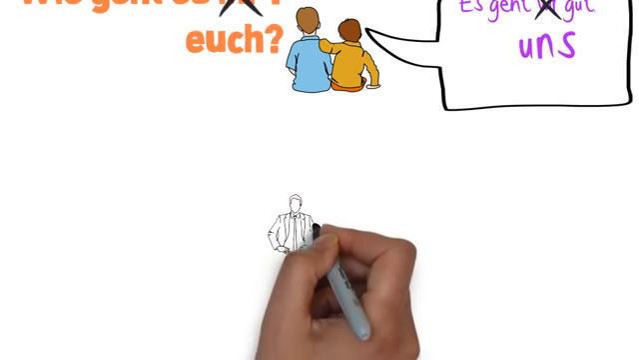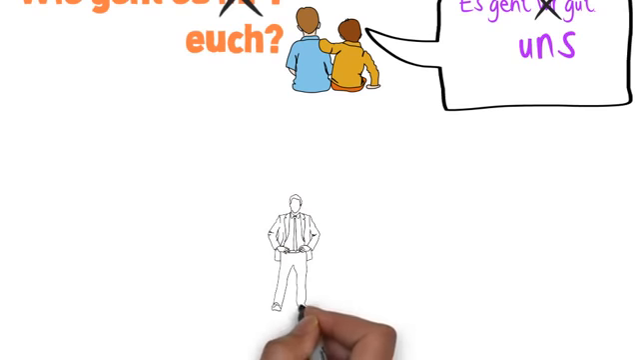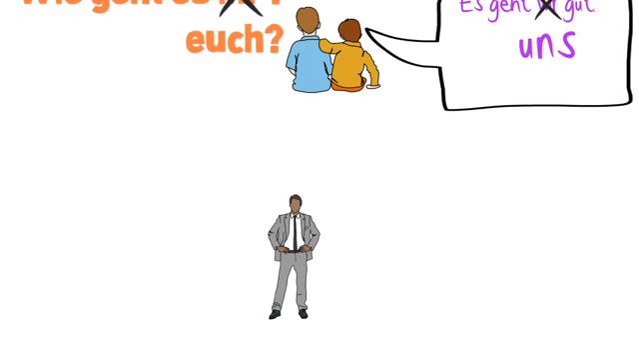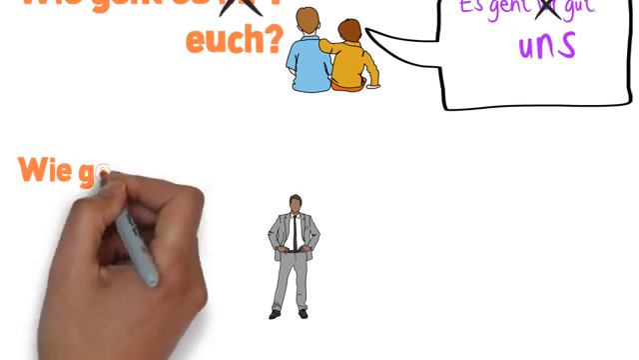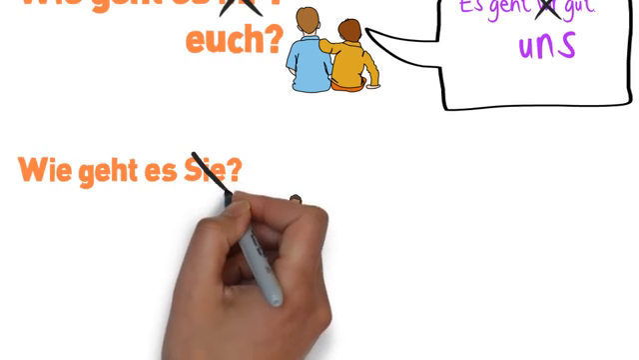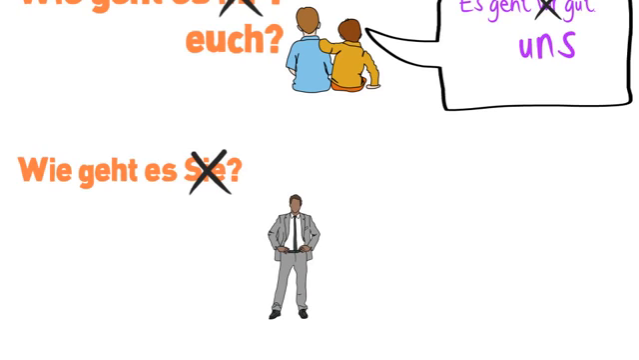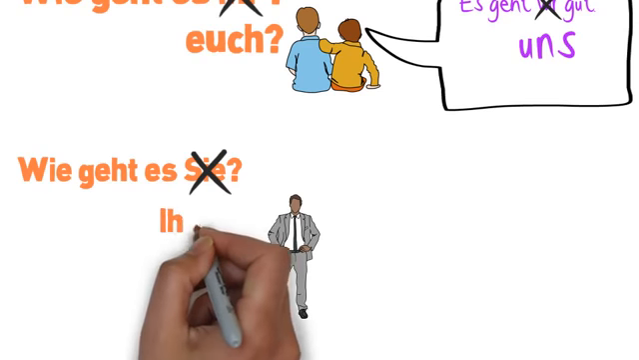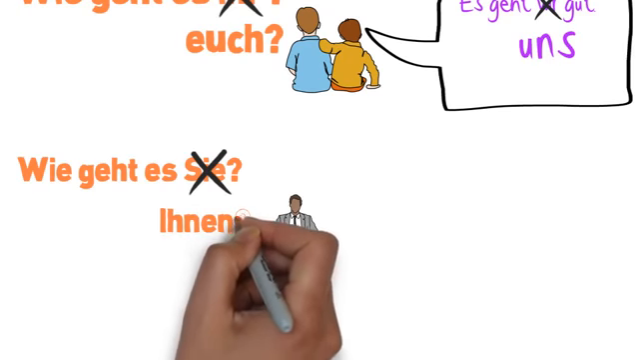Finally, if you were to ask an adult how they're doing, how's it going for you, we wouldn't say wie geht es dir, because that's the informal form. Instead, you'd use the phrase wie geht es Ihnen. And notice that just like the pronoun sie is capitalized, the dative pronoun Ihnen is going to be capitalized here as well.